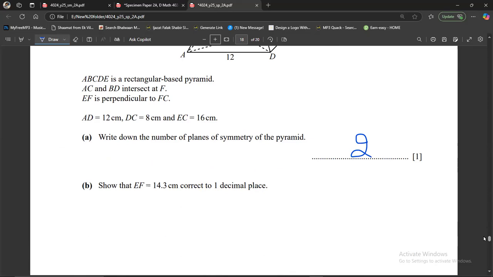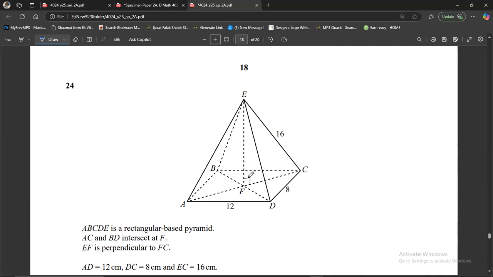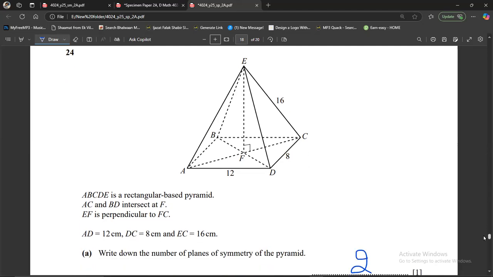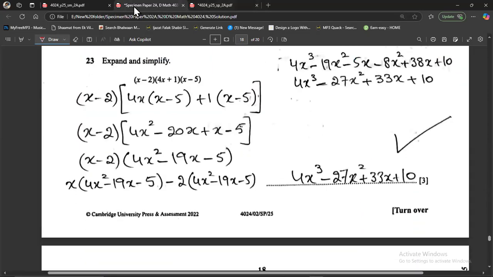Show that the EF is 14.3 centimeter correct to one decimal place. I have to find out the length of the EF. So first of all, I will use the triangle ADC. I will find out AC, then I will half it to find the value of FC, or you can say AF. Then I will apply Pythagoras on the triangle EFC, and I will be able to find out the EF. So this is a 4 marks question. Let me show you.